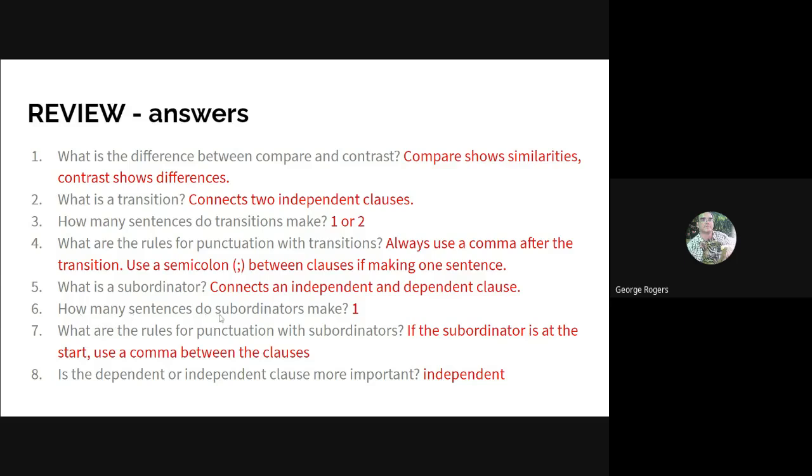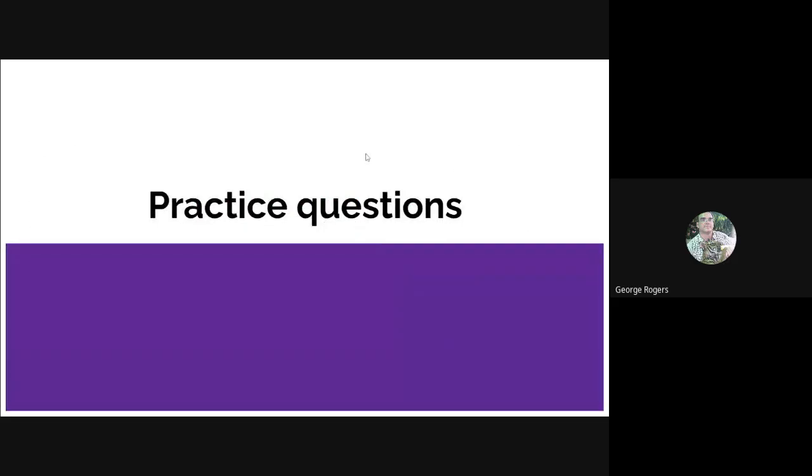How many sentences do subordinators make? Always 1. What are the rules for punctuation with the subordinator? If you start with the subordinator, a word like while or just as, you will need a comma. If you don't start with it, no comma is necessary. Is the dependent or independent clause more important? Independent is more important. Okay. Next, let's go on. Some practice questions.